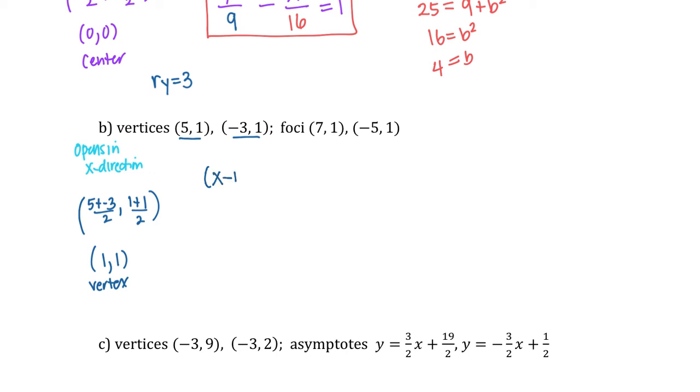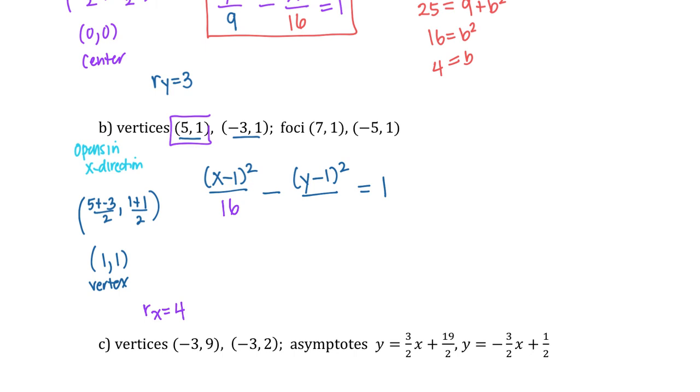So (x - 1) squared over rx squared minus (y - 1) squared over whatever the y radius is squared equals 1. And I made this the positive term and this the negative term because it's opening in the x direction. Okay, now let me see. What do I need? The x radius and the y radius. Let me look at the vertices. One of the vertices is (5, 1). So if I go from (1, 1) to (5, 1), I'm going 4 units in the x direction. So it must be that the x radius is 4.